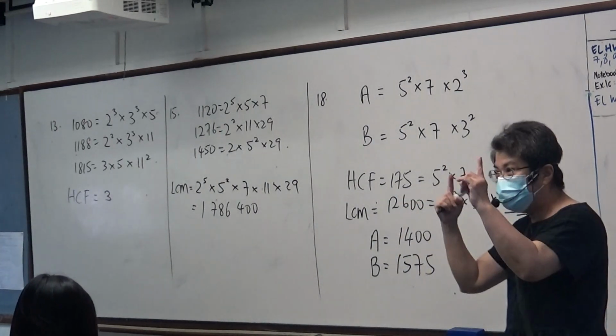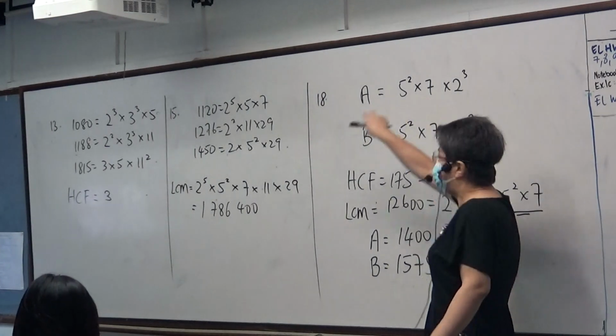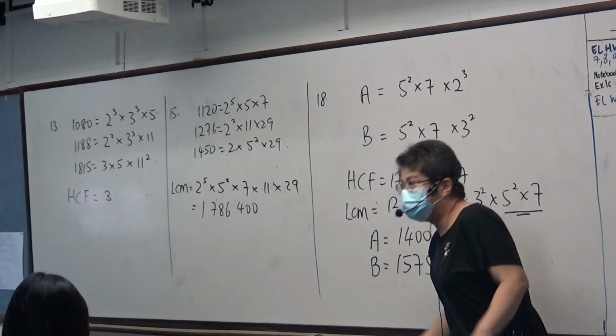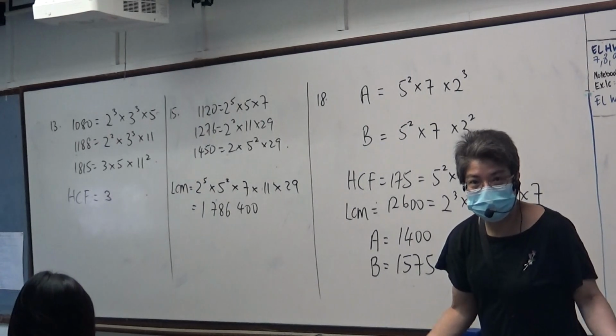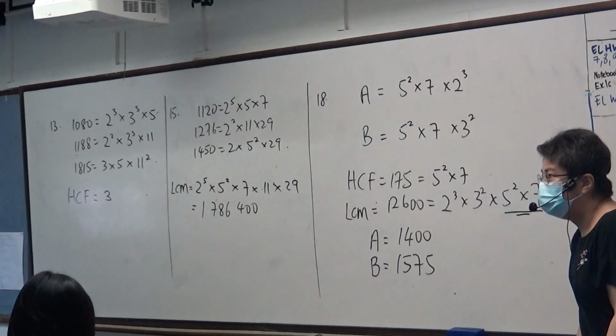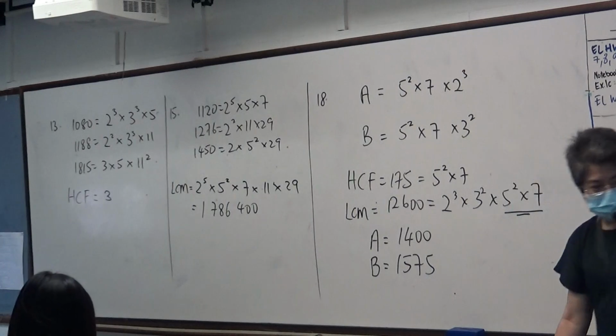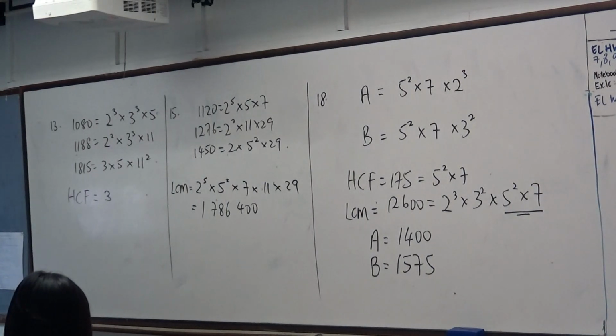Okay. So what's the first thing you do? You take the highest common factor and put it there first. Correct? Because it must be common to both. Then you fill in the blanks for the rest. Are you okay? So this is your question 18.